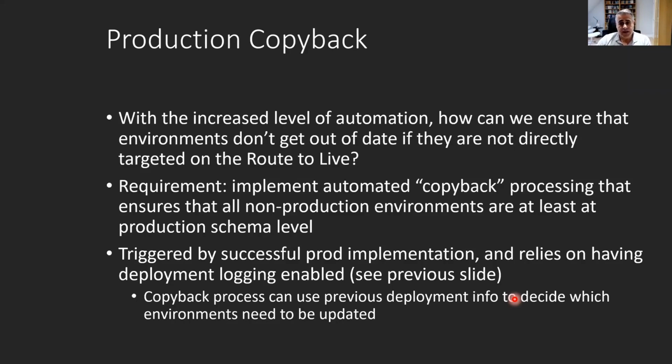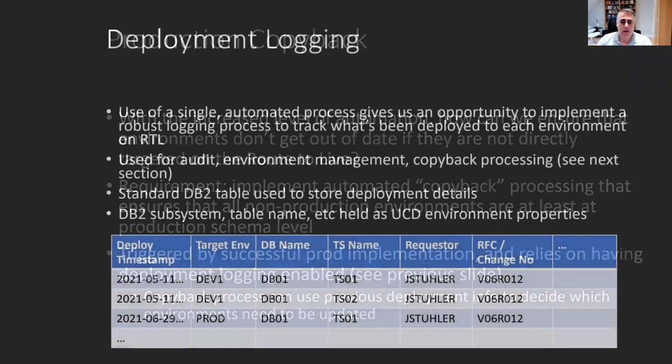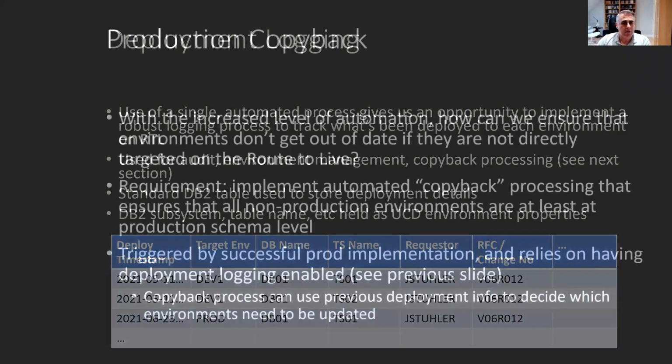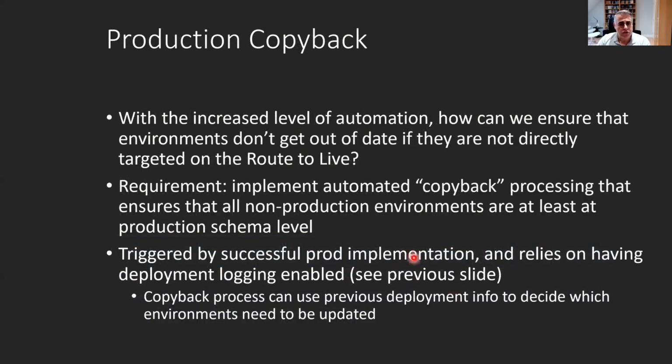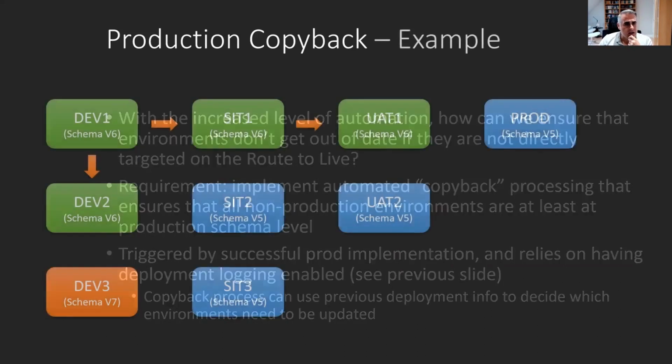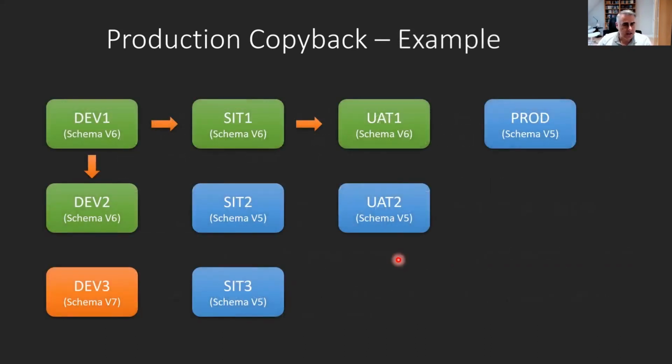So the fact that we're now automating the deployment to production, and the fact that we're now logging what all of those other environments are at, means that we can also automate that production copyback processing as well. So we can now put a trigger on our production implementation, and we can use that trigger to go away, look at all of the earlier environments and upgrade those at least to the level of our production environment as well. And I've got a nice diagram here that illustrates that in action.